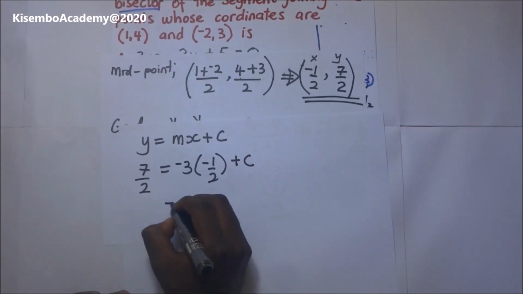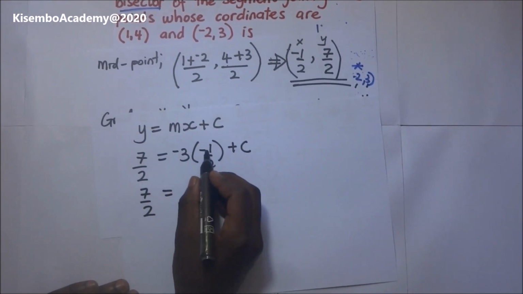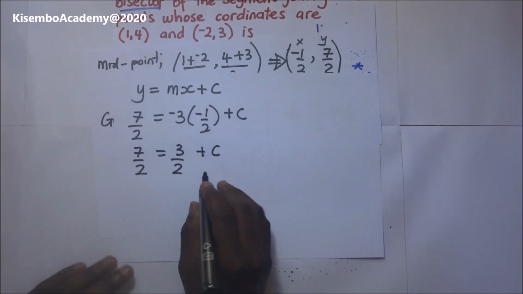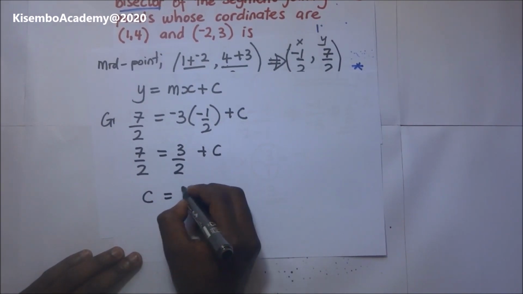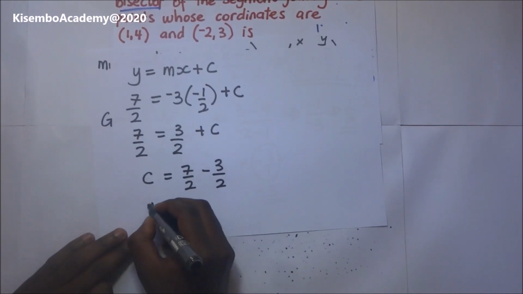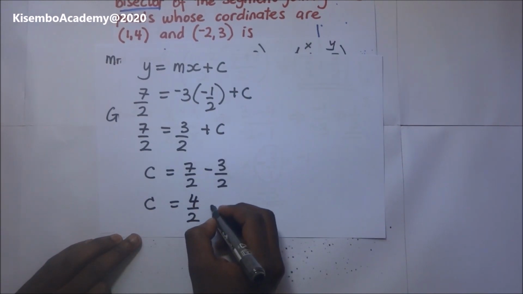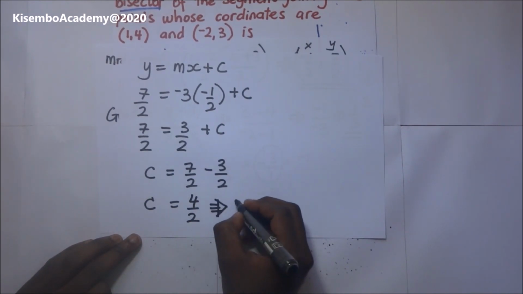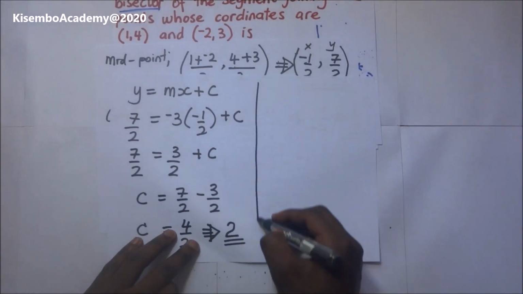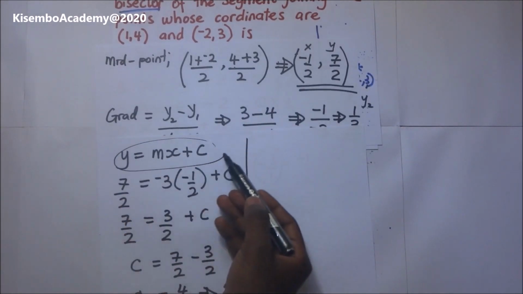So this is going to become 7/2 is going to give us -3 times -1/2, which is going to be 3/2, plus c. When we make c the subject of the formula, c becomes 7 over 2 minus 3 over 2. Our value of c in this case is going to become 4 over 2, which is 2. So our value of c is 2. Now that we know our value of c is 2, we can go ahead and substitute in this equation to get our answer.